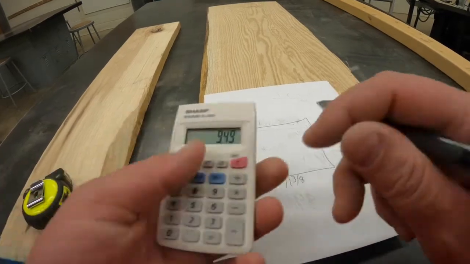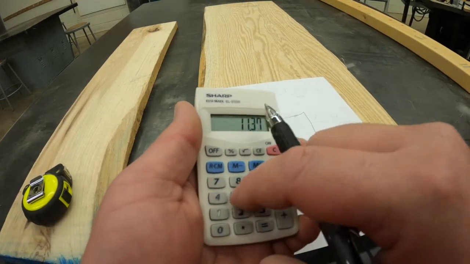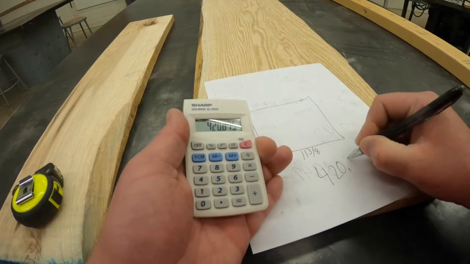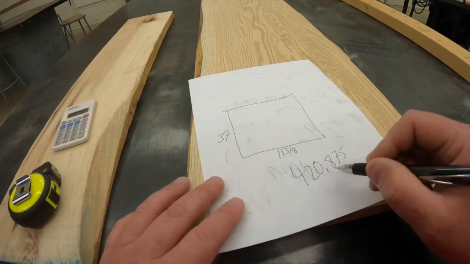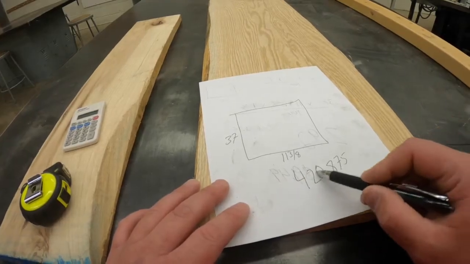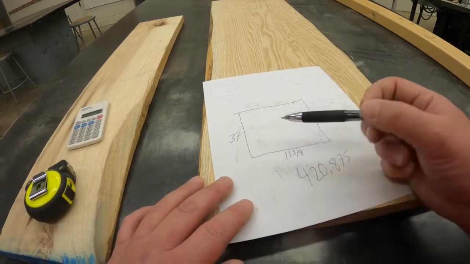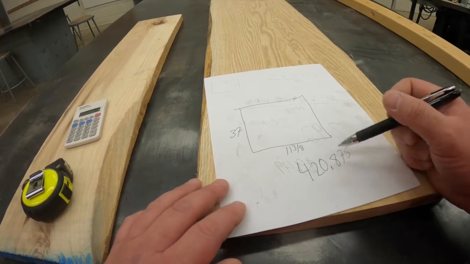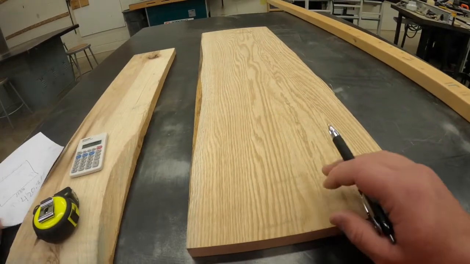And we would simply calculate that by taking 37 times 11.375, and that's going to give us 420.875 square inches. Okay, this would be square inches. That's how many square inches are in there. Now we could take this number and divide by 12 and figure out how many square feet there are in this material. This board is fairly small, so the square feet is going to be relatively small. But square inches, 420 square inches in this long board.